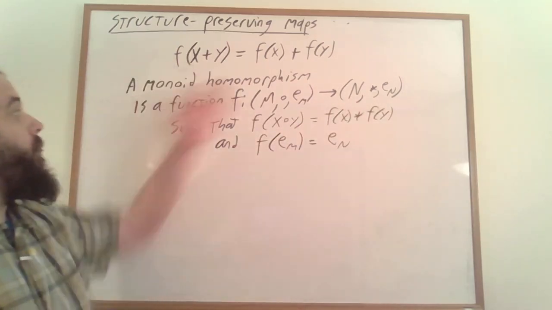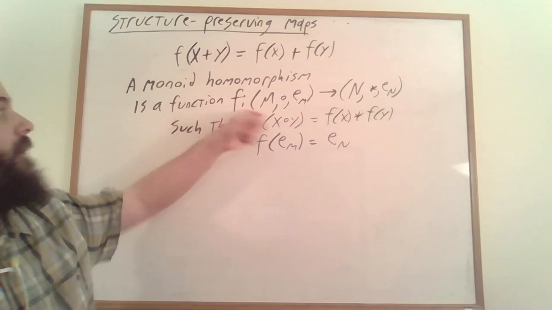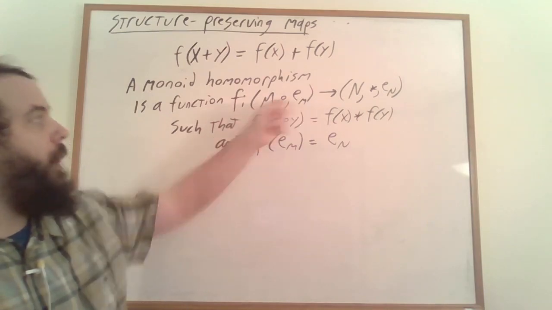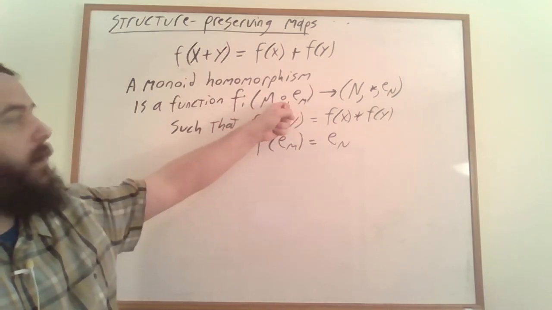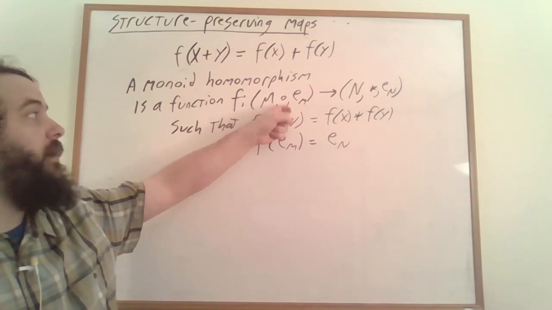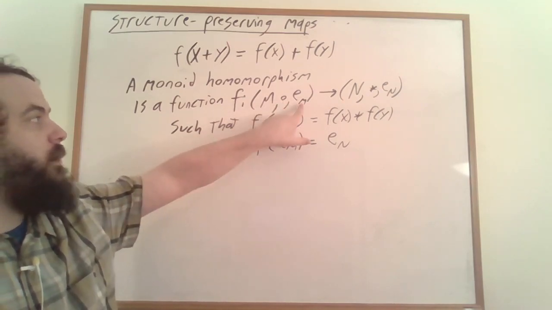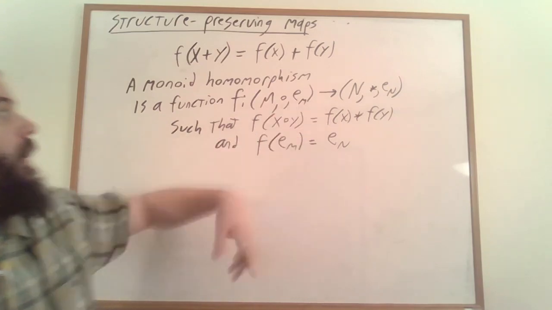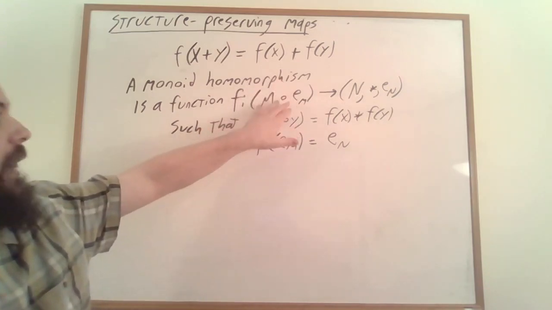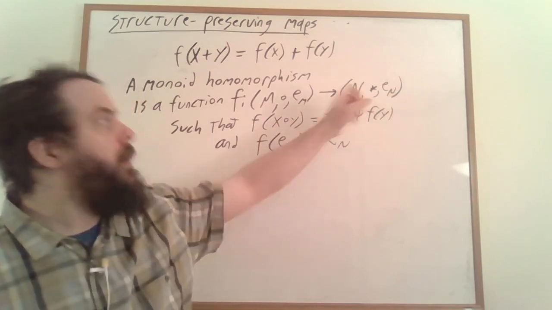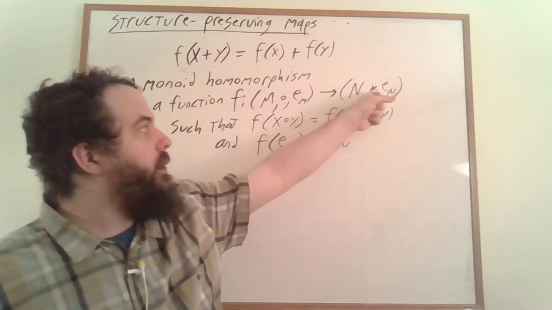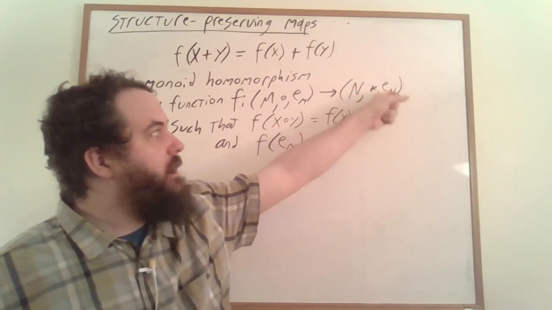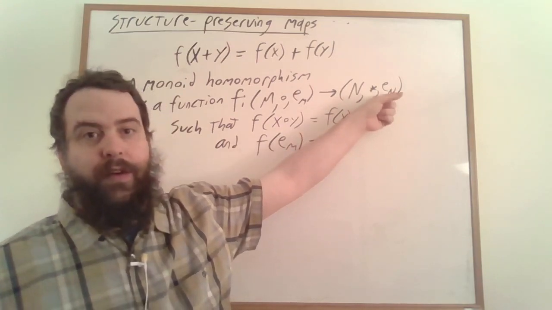A monoid homomorphism is a function, f, that takes in elements of one monoid, M. So here I'm going to denote the operation of the monoid by this circle, and we're going to denote the identity element of the monoid by e sub M. And it's going to take in elements of M and output elements of N. N is a monoid with this star operation and an identity element which we're going to call e sub N.